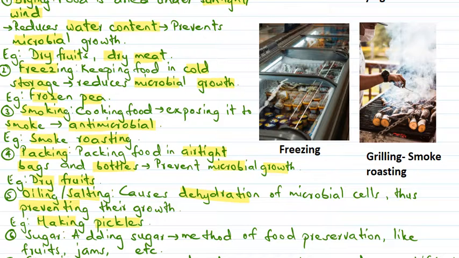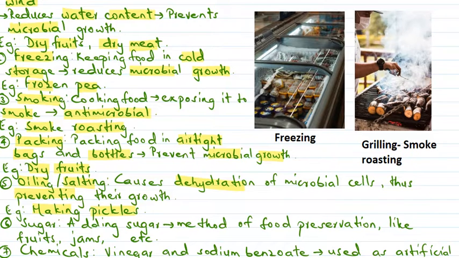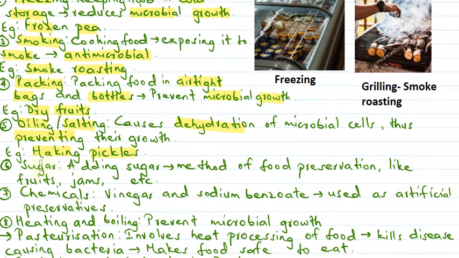Then the next method is using sugar. Adding sugar is a method of food preservation, as is done in the case of fruits, jams, etc. Using chemicals is another method. Chemicals like vinegar, which is acetic acid, and sodium benzoate are used as artificial preservatives.